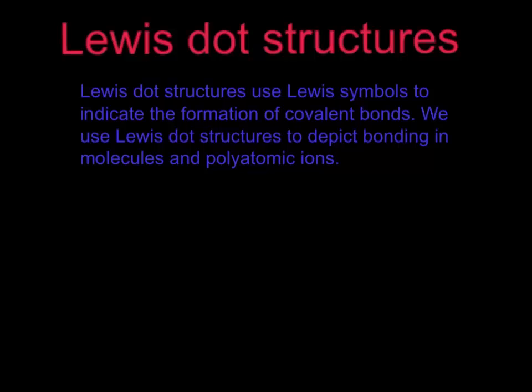We've discussed Lewis symbols, so now we need to talk about Lewis dot structures. Lewis dot structures use Lewis symbols to indicate the formation of covalent bonds. And we use Lewis dot structures to depict bonding in molecules and polyatomic ions. An example is two chlorine atoms coming together to form a bond.